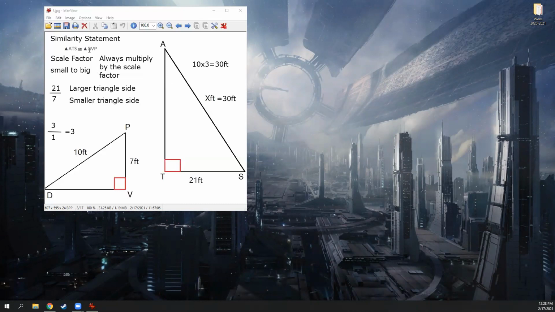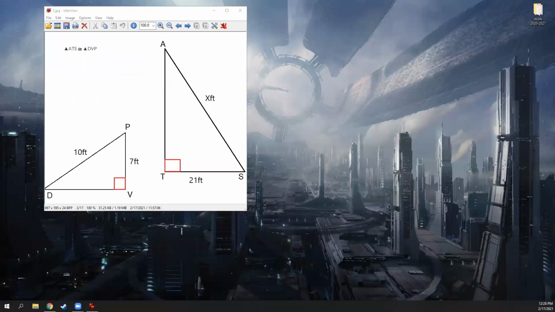So that's how you use scale factor. That's how you find scale factor. You can use any 2 sides on the triangles that correspond, put them into a fraction and reduce the fraction, and that's a scale factor. But let me show you a much simpler way.